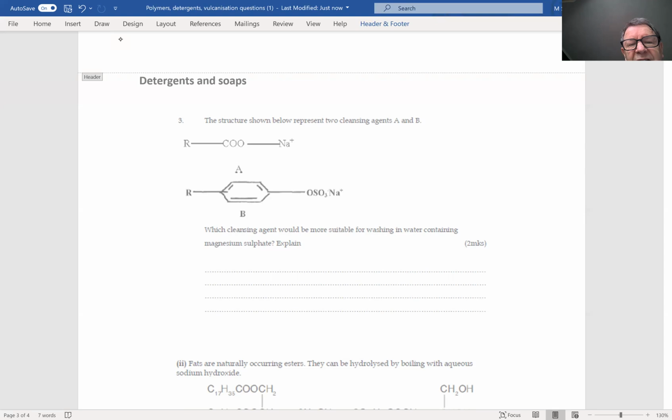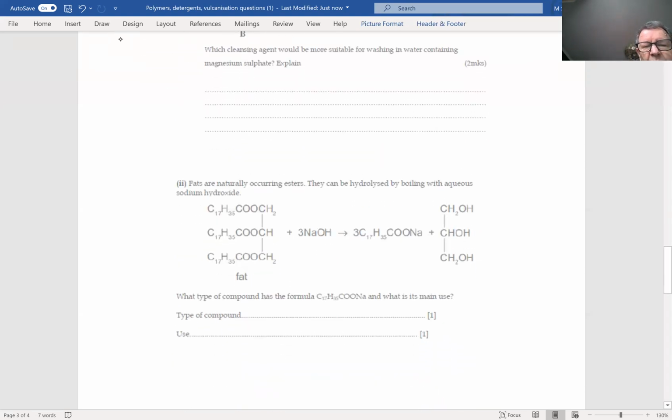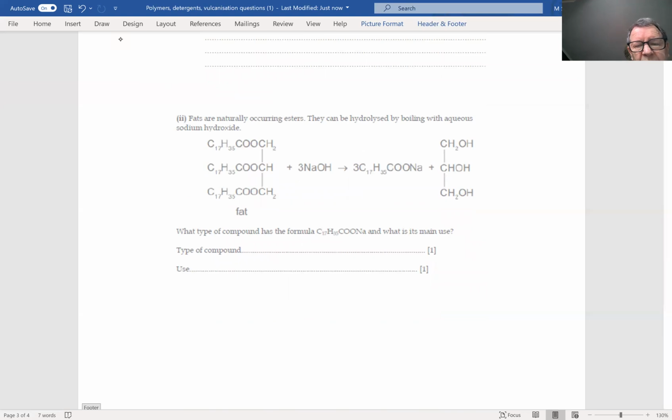And the reason for that is that A is a soap and soaps make scum, B is a detergent and detergents do not, okay? So you wash all the dirt off your clothes and then it sticks to your clothes like a scum. You don't really want that. Okay, these are esters.